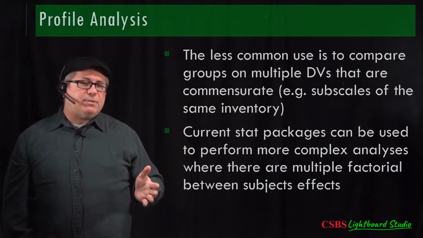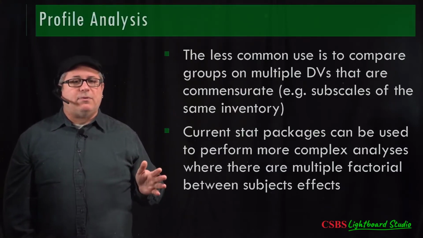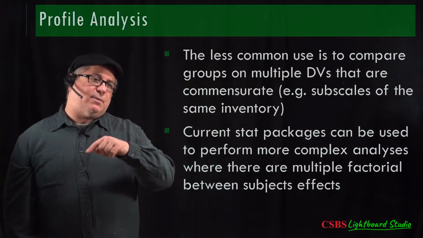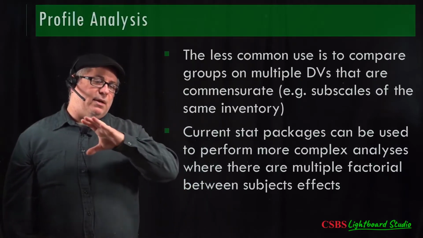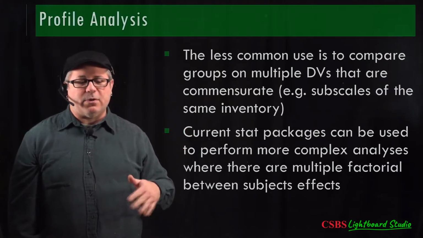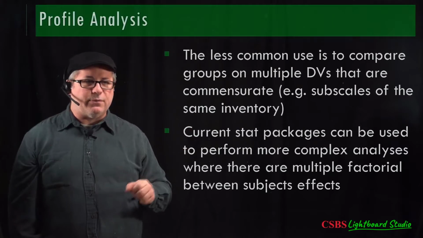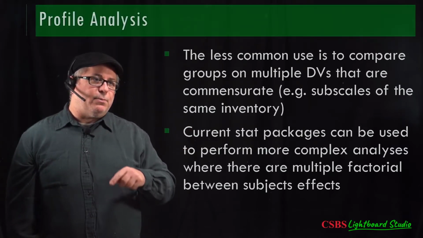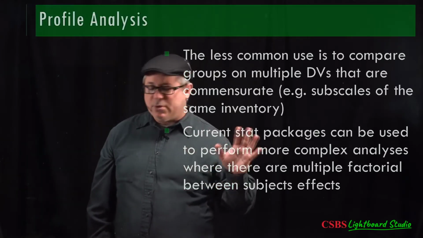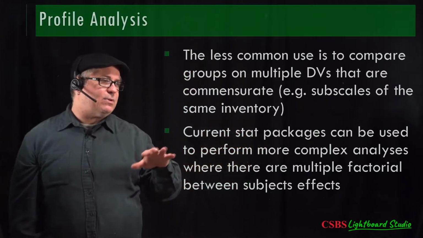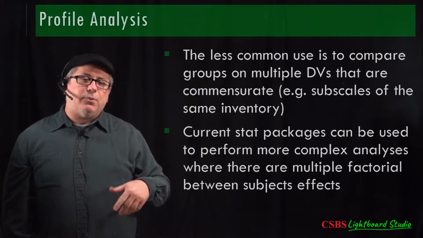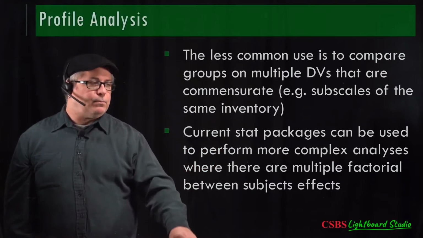If you've ever seen the MMPI or looked at how it's scored, you're often given a profile on the subscales that you're high and low on, and the combinations of those can help psychologists and other folks diagnose different disorders. So the profile as a whole matters, not any individual subscale. Profile analysis does that sort of thing. Do different groups have different profiles across multiple DVs?